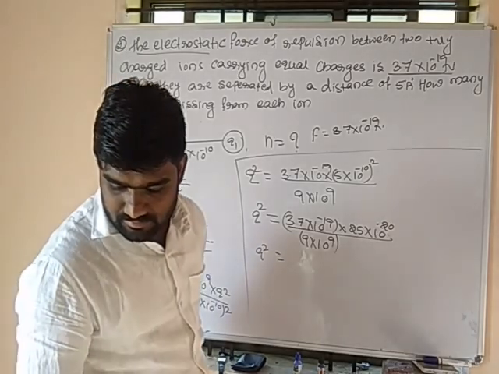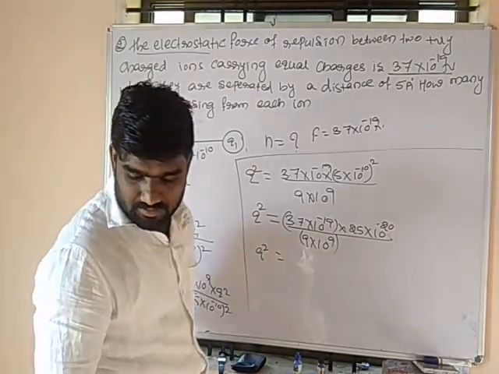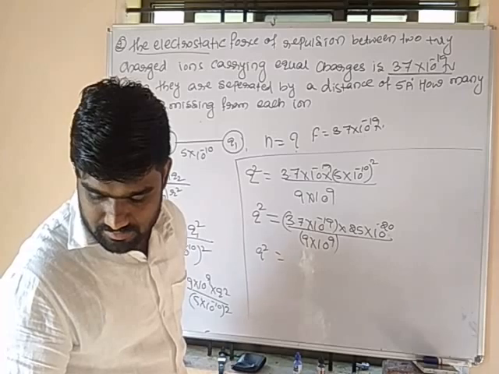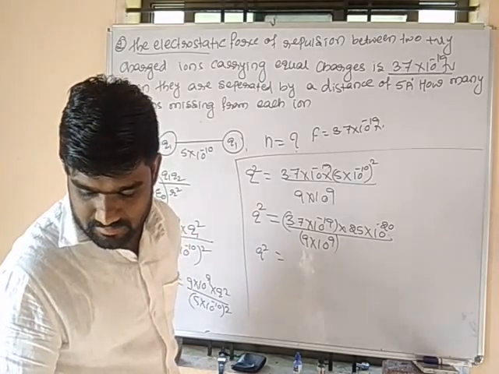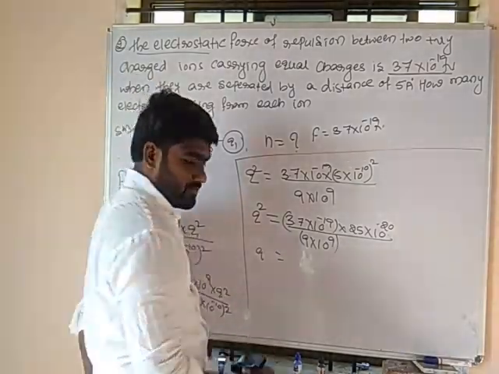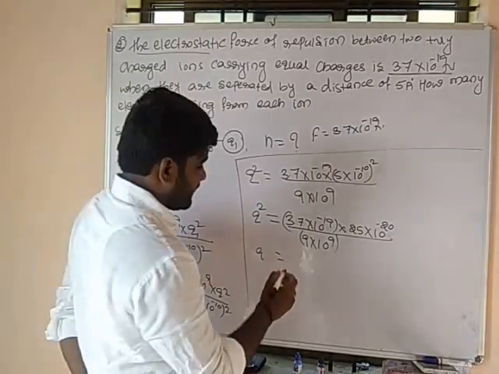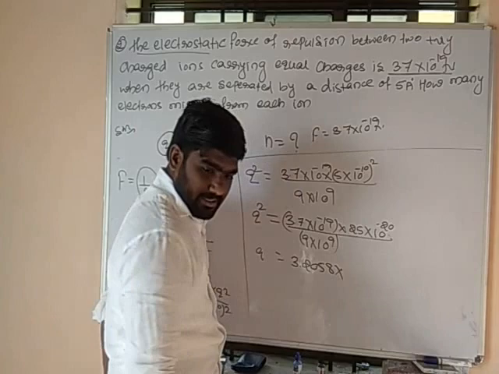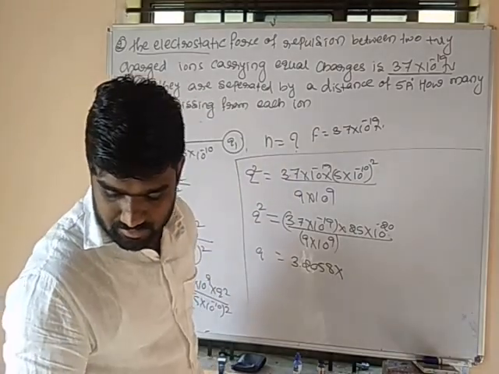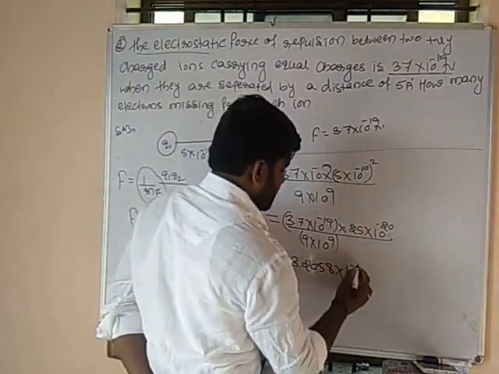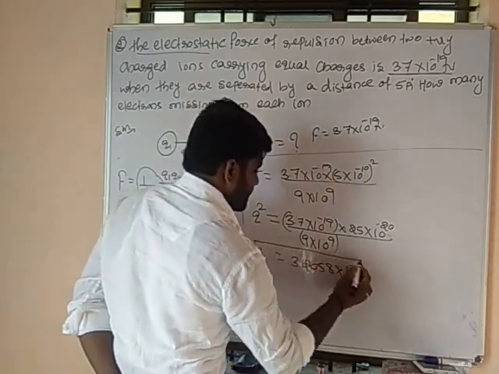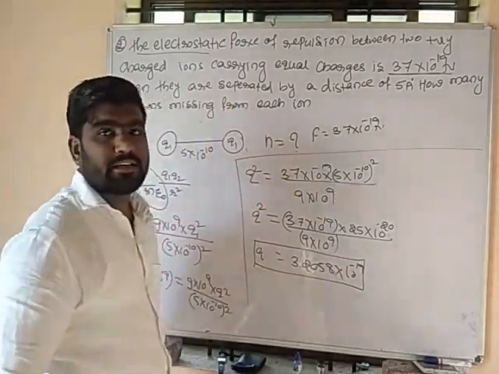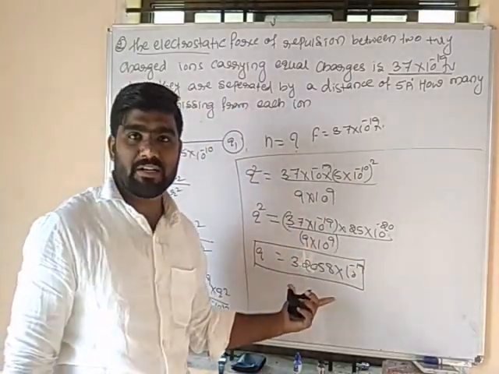Q square is equal to, the whole value becomes, this Q is equal to 3.2058 into 10 to the power minus 19. Calculate this Q. Okay.